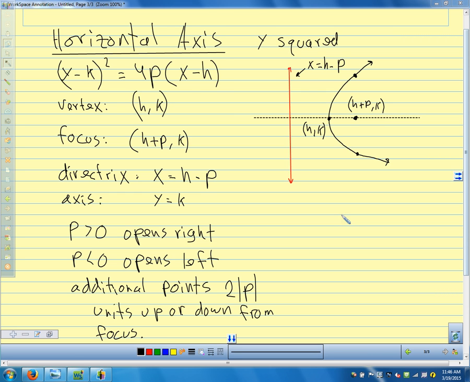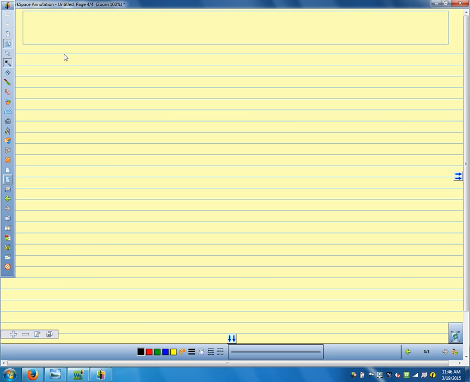And just before we start working examples, one additional little piece of information. You might wonder why the focus and the directrix are important. Well, one reason the focus of a parabola is important is if we have a parabola and we put a light source at the focus, and the parabola is a mirror, the light reflects parallel to the axis.